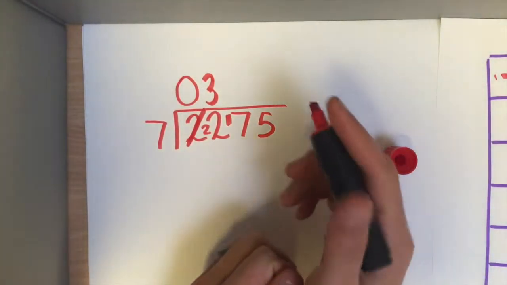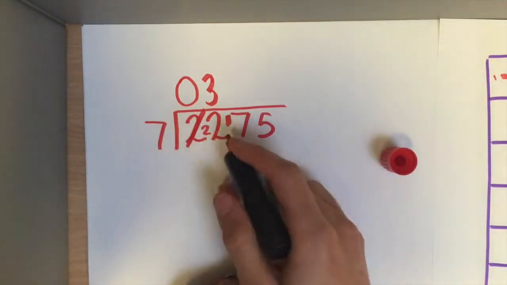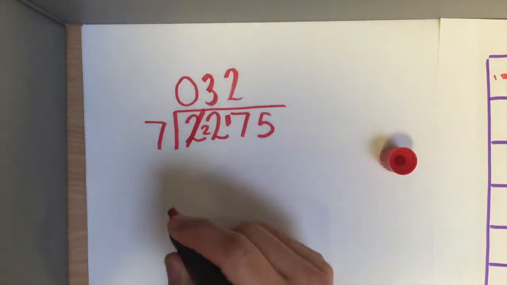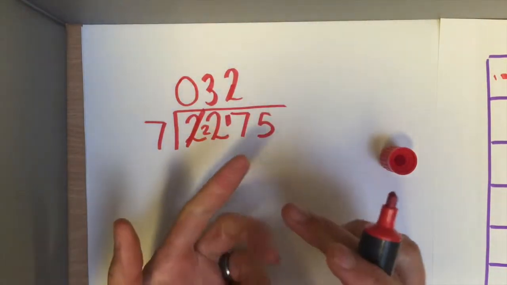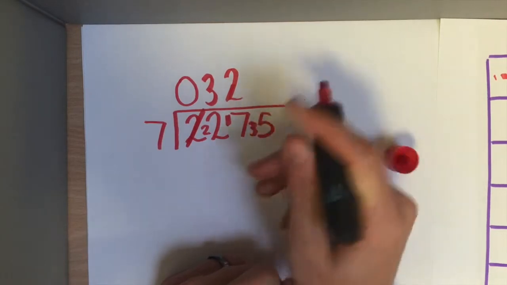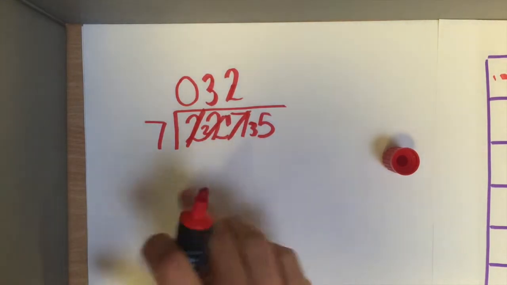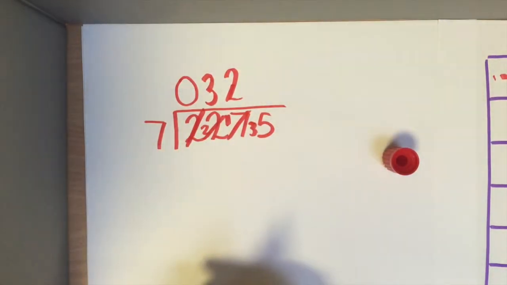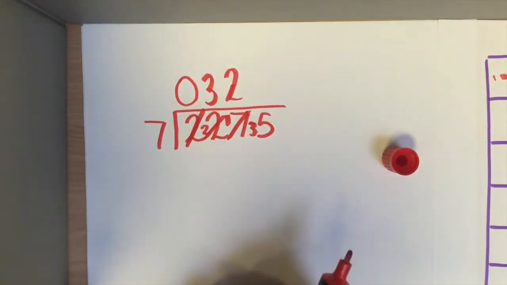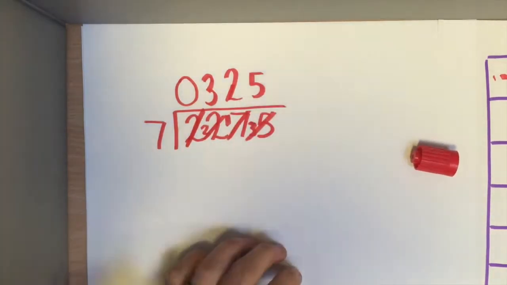I know that 2 times 7 is 14 and 3 times 7 is 21. 3 times 7 is too big, so it has to be 2 times 7. So 7 goes into 17 twice, remainder 3. Now I can cross all these out because I've finished with them. My final one here is 35. How many times does 7 go into 35? I know that 7 times 5 is 35. So 7 goes into 35 5 times.